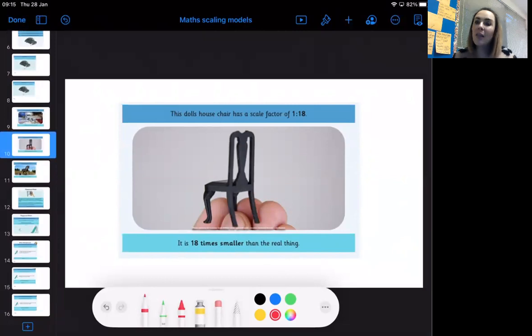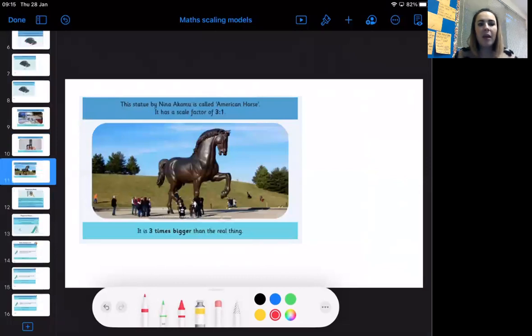Let's look at something the other way round, where the model is larger than real life. This is a statue by Nina Akamu, and it's called American Horse. It has a scale factor 3 to 1. It is 3 times bigger than the real thing.